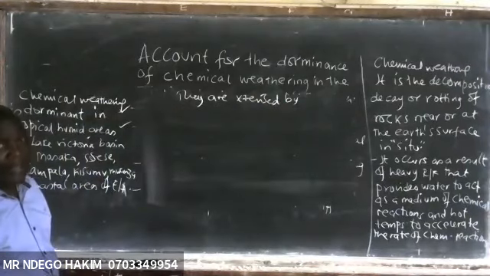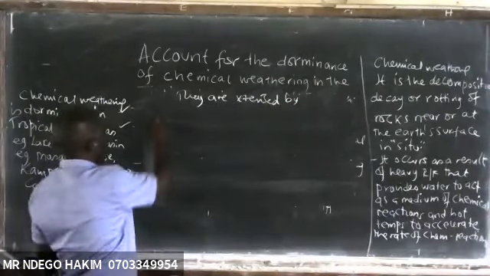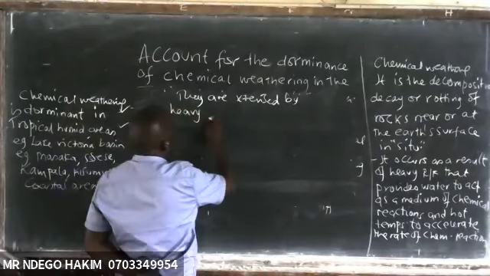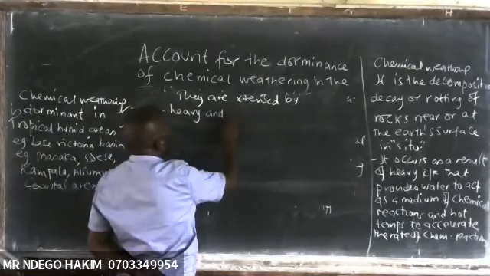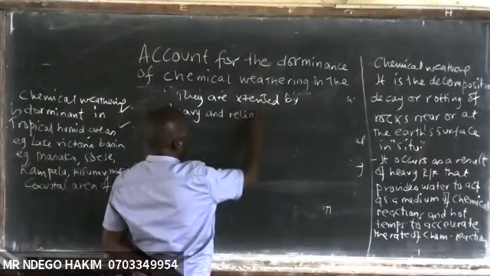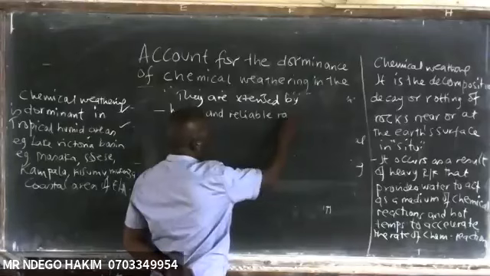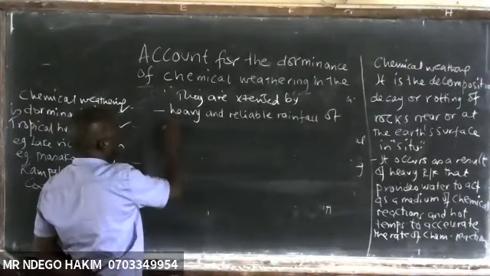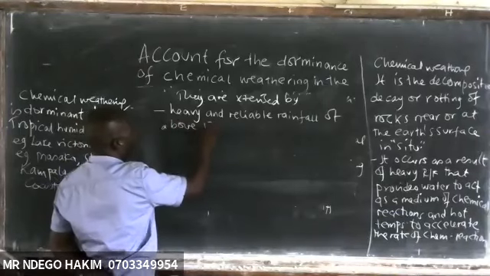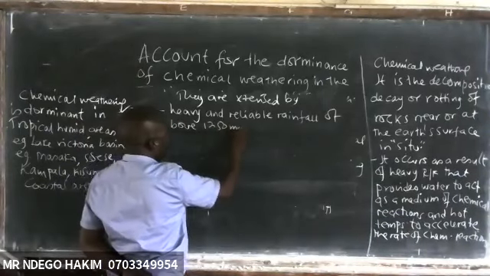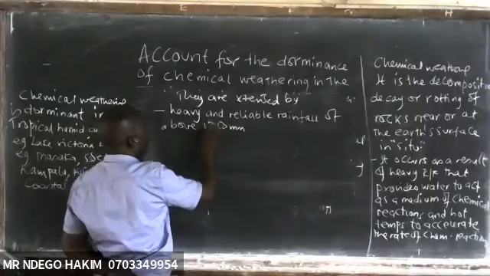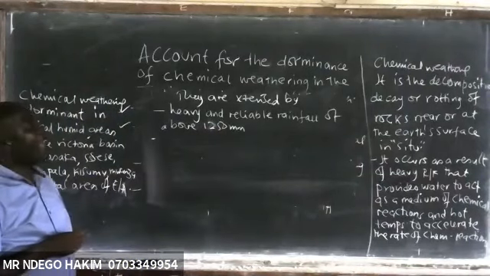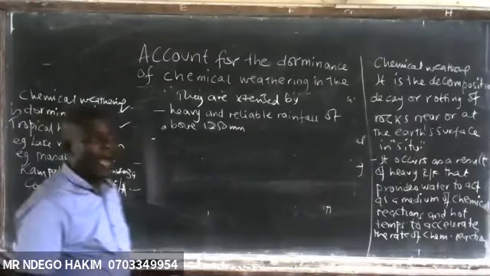These areas are characterized by heavy and reliable rainfall of above 1,250 millimeters.